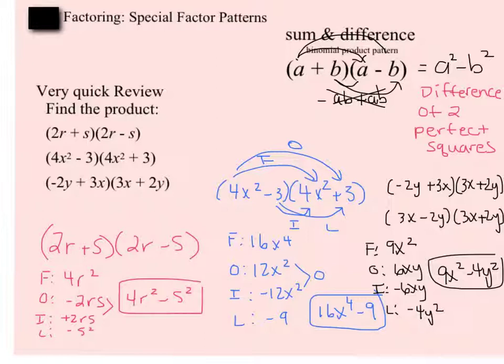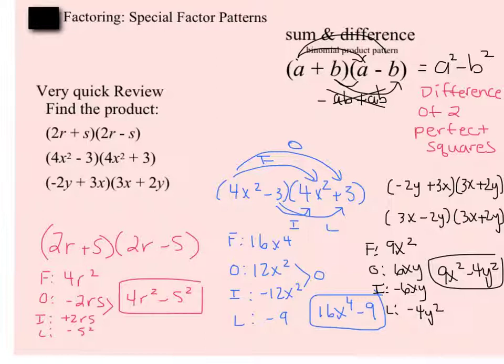Remember, a variable with an even exponent is a perfect square. So x to the fourth is a perfect square, x to the sixth, x to the eighth, x to the 10th, x to the 12th, etc. If it's an odd exponent, then it is not a perfect square. And so I have 16x to the fourth minus 9 for that one.